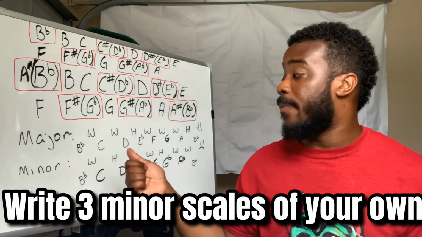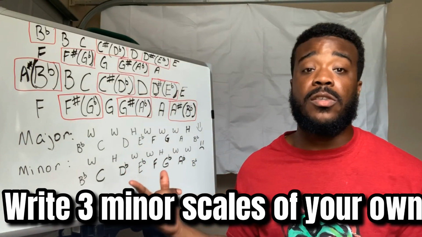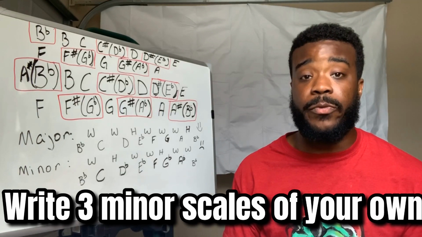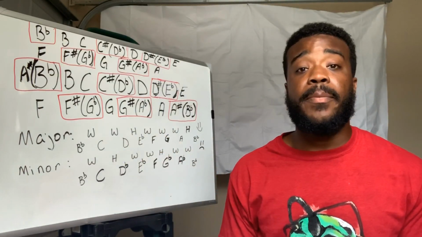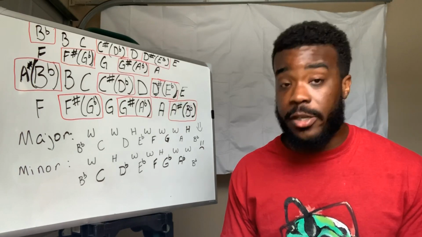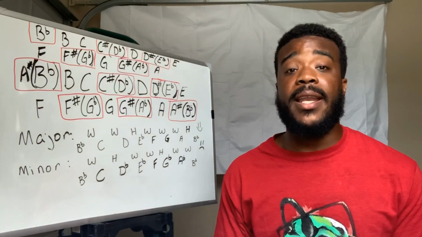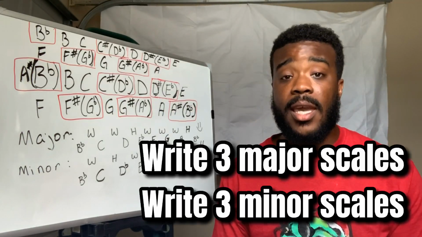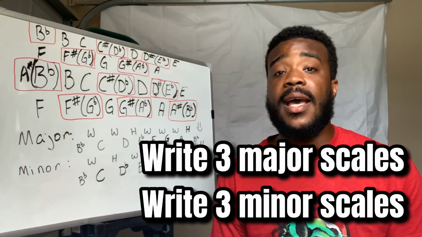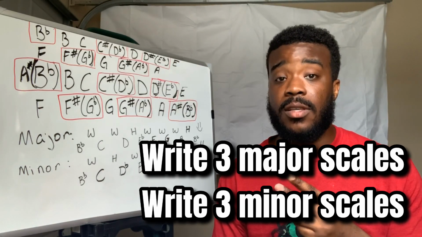So you see you have the B flat minor scale that we used the minor formula for, and we have the B flat major scale that we used the major formula for. So I want you guys to write down 3 major scales using that formula, and I want you guys to write out 3 minor scales, all right?